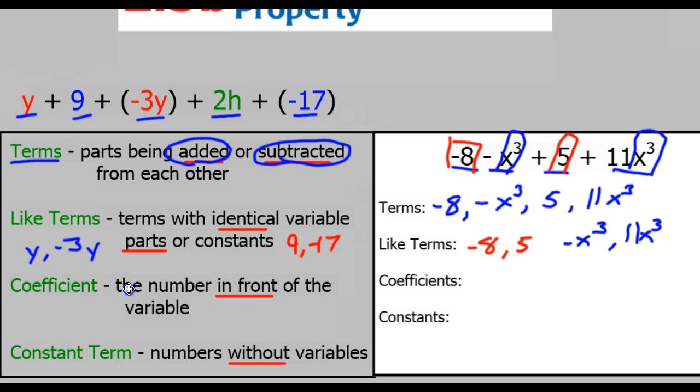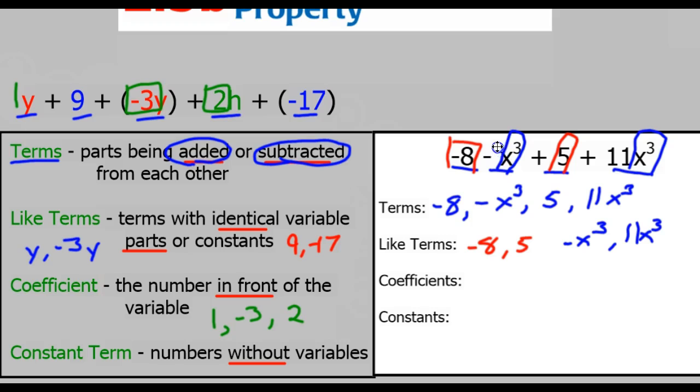Next we have coefficients, so the number in front of the variable. Here, if we have something all by itself, we know we can put a 1 there. So our first coefficient is 1. Then we look at negative 3, that's in front of our variable. There is another number in front of a variable, so that's 2. And those are our coefficients.